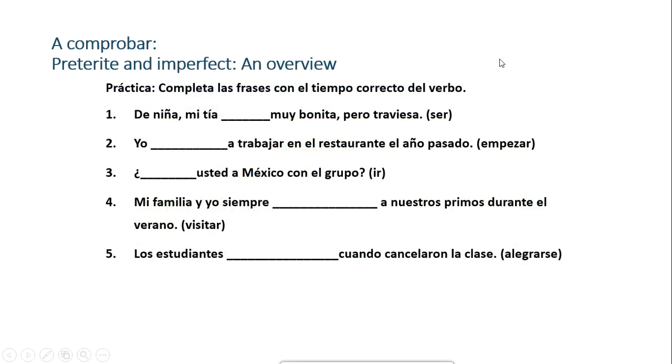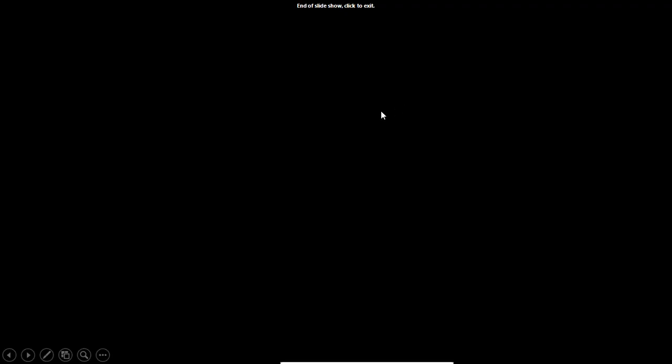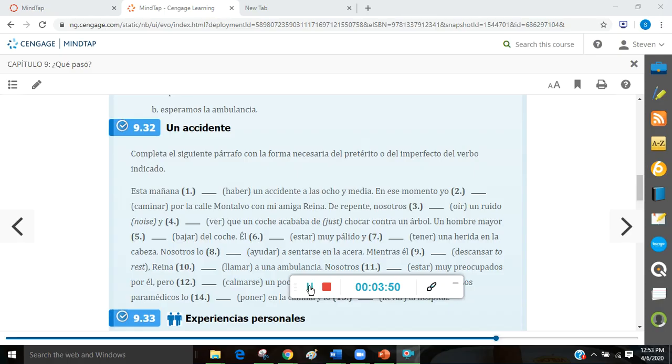Bueno, vamos a un ejercicio. Dice, completa las frases con el tiempo correcto. Now remember, you're going to pause the video here and complete this activity on the worksheet. I'll pause a moment here and you continue when you're ready. Ok, tenemos otra actividad. De hecho, voy a pausar el video.